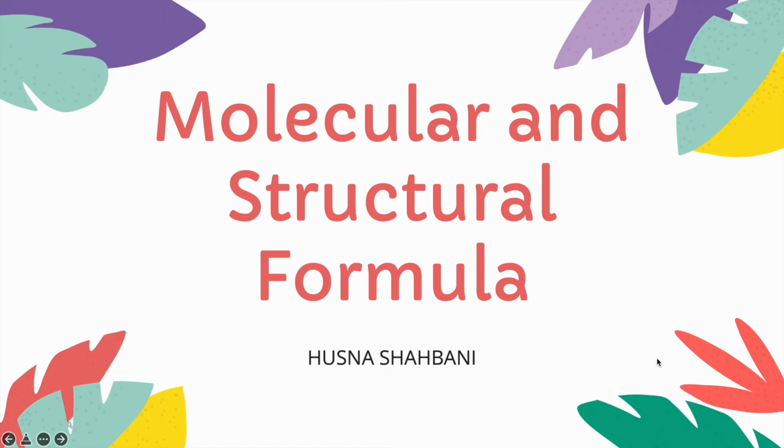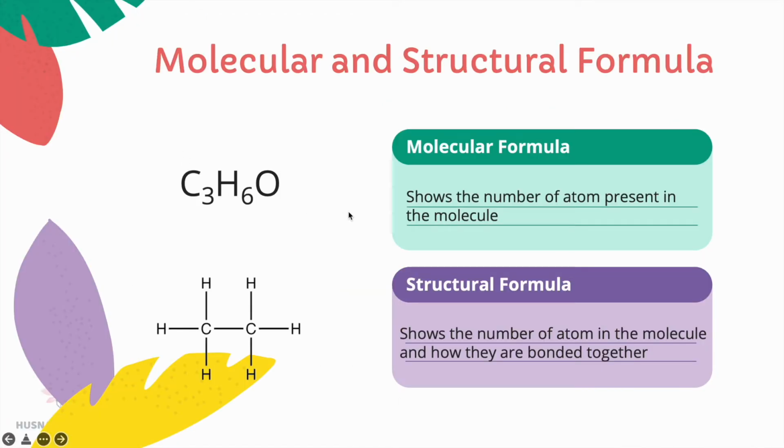Molecular and structural formula. This is an example for molecular formula. Molecular formula shows the number of atoms present in the molecule. For this one, 3 carbon atoms are present in this molecule, and 6 hydrogen atoms and 1 oxygen atom.